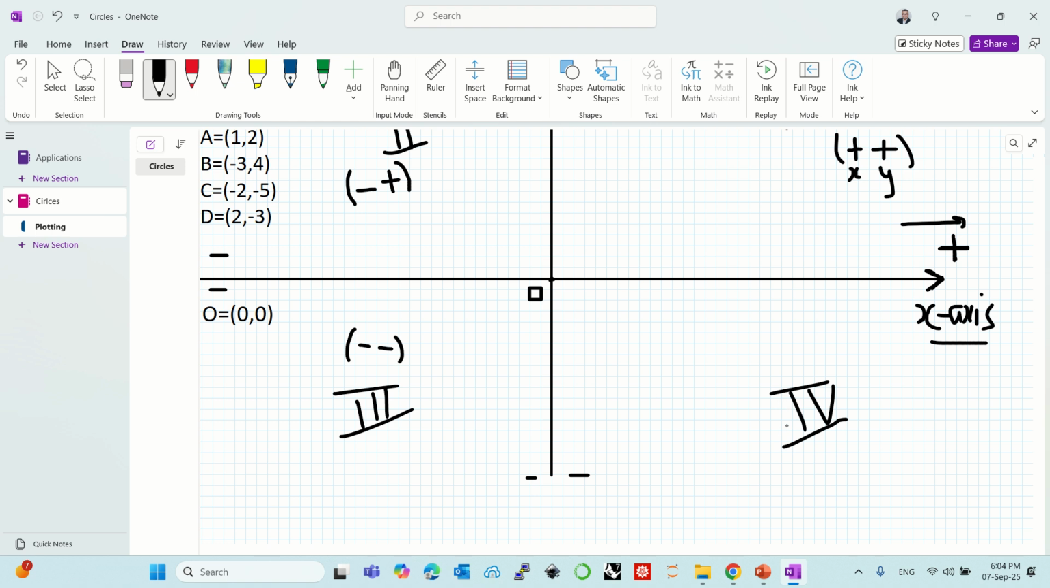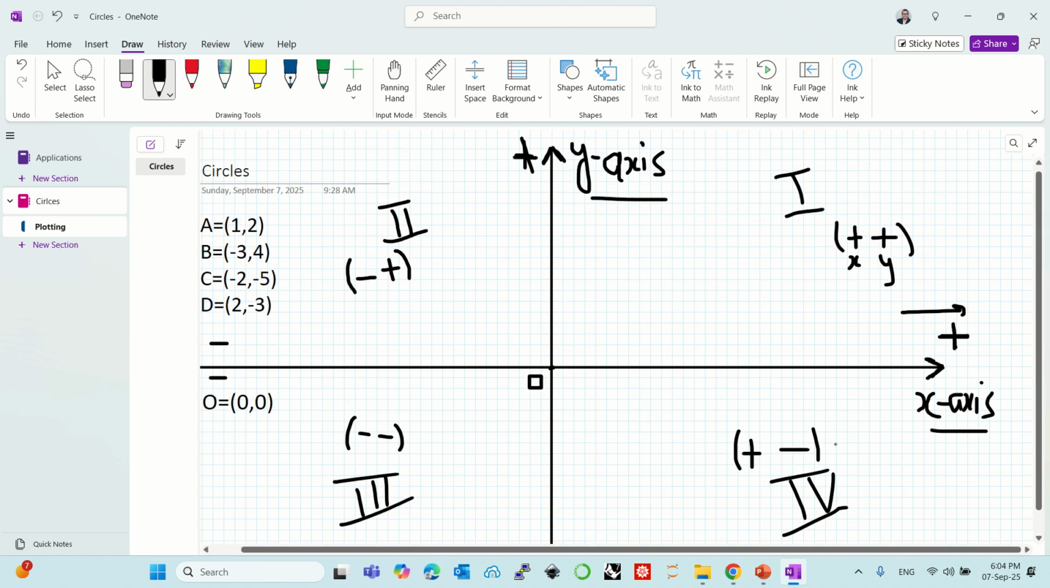As for the fourth quadrant, this whole area here, x is positive, as you can see. This is the positive part of the x-axis. Y is negative. So we write plus minus in the fourth quadrant.